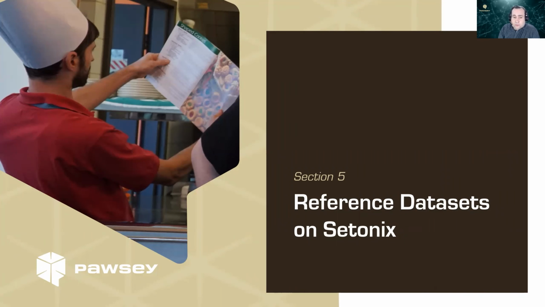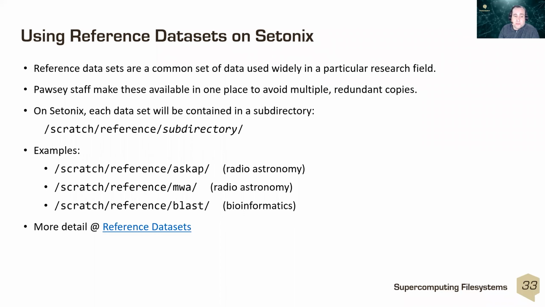So one thing that we do provide on Setonix is reference datasets for a number of different use cases. In particular, some of the bioinformatics reference datasets. These are well-known repositories of data that are widely used. And rather than having multiple groups having multiple copies of these datasets, we provide them in the Scratch reference subdirectories.